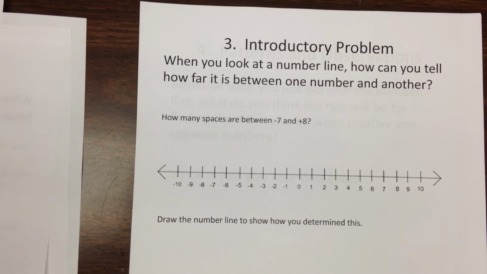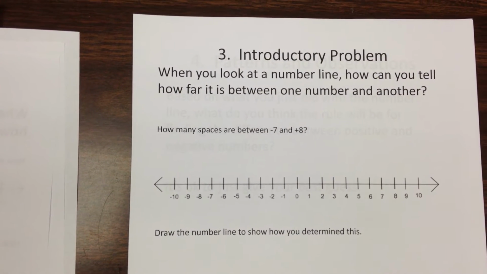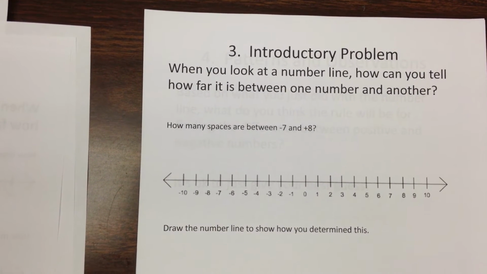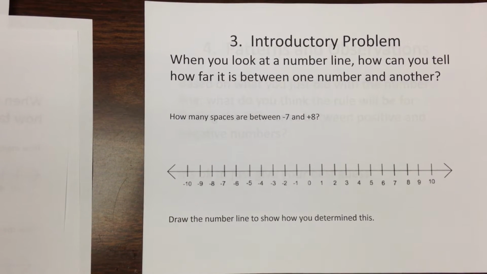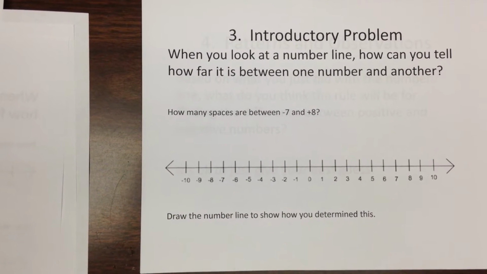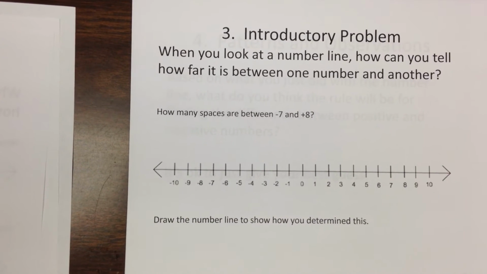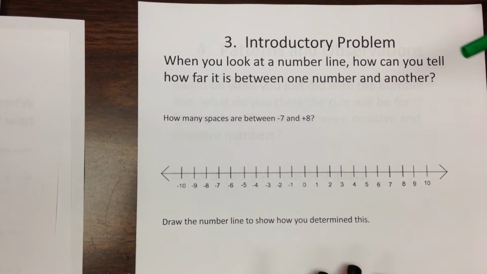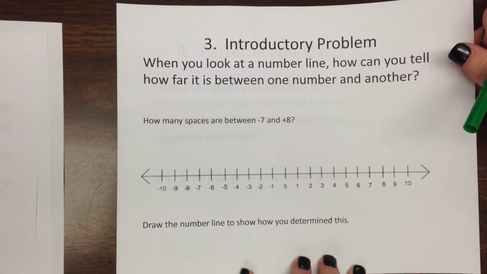Now it's your turn. Number 3, on your introductory problem, you will need to write a number line. You'll need to create one of your own that goes from -10 to +10. When you create this, put a dot on -7 and +8, and you're going to want to count the spaces between them. Draw your number line to show how you determine the distance between -7 and 8. Remember to count the spaces, not the lines.